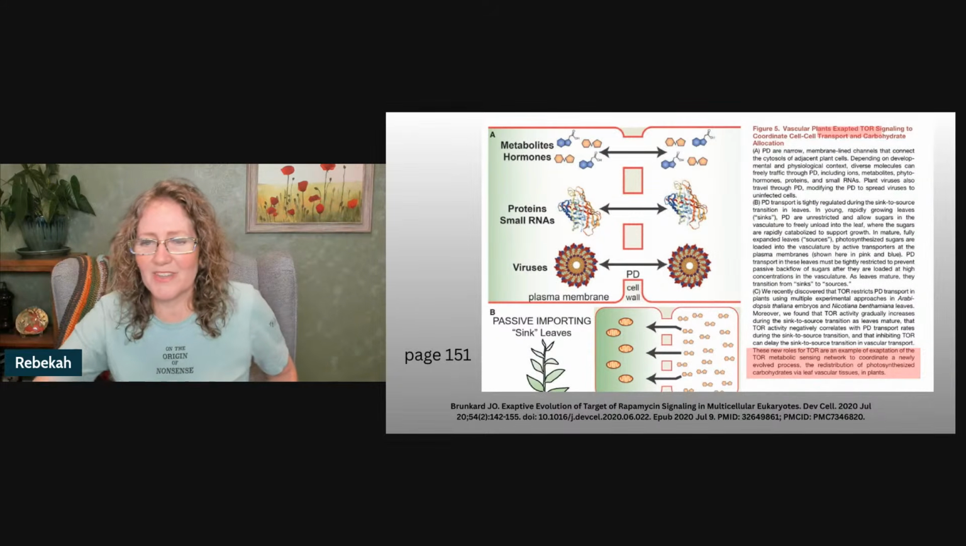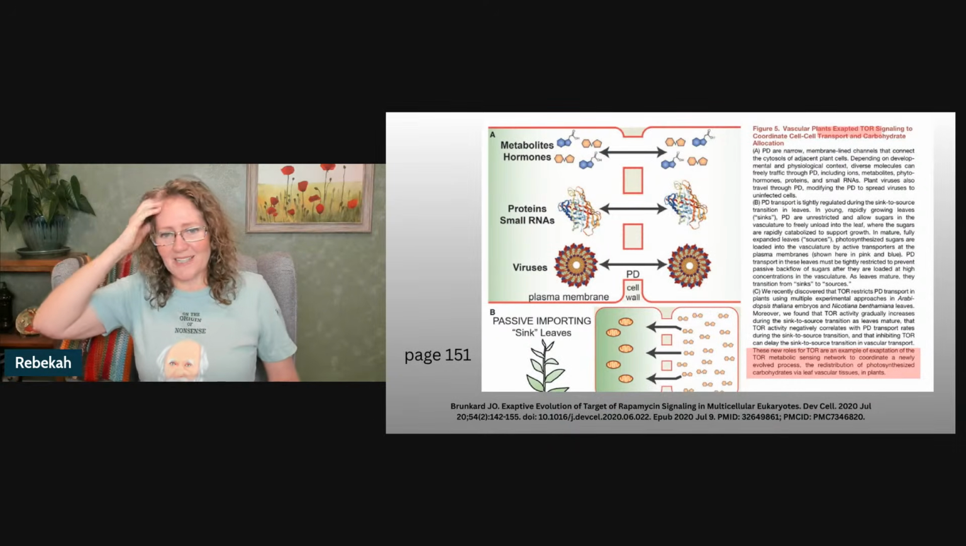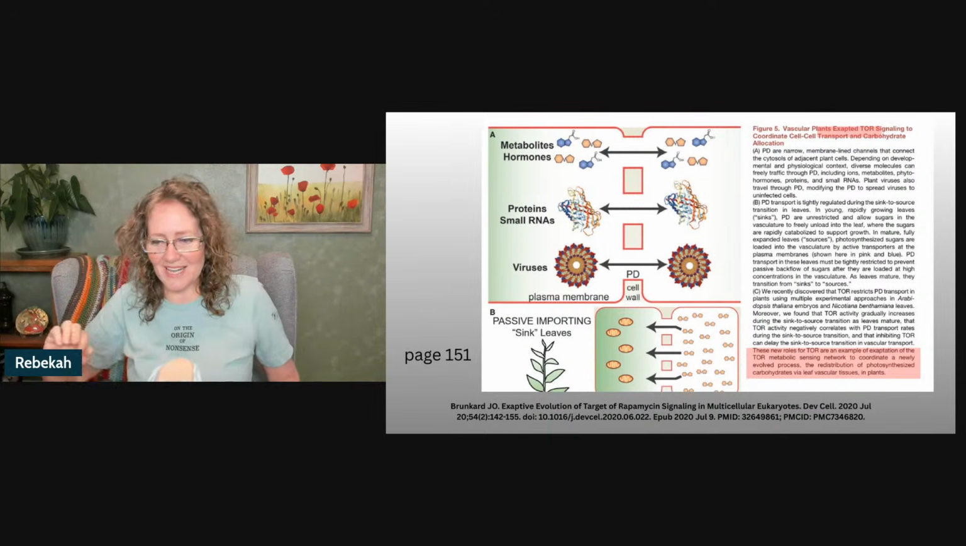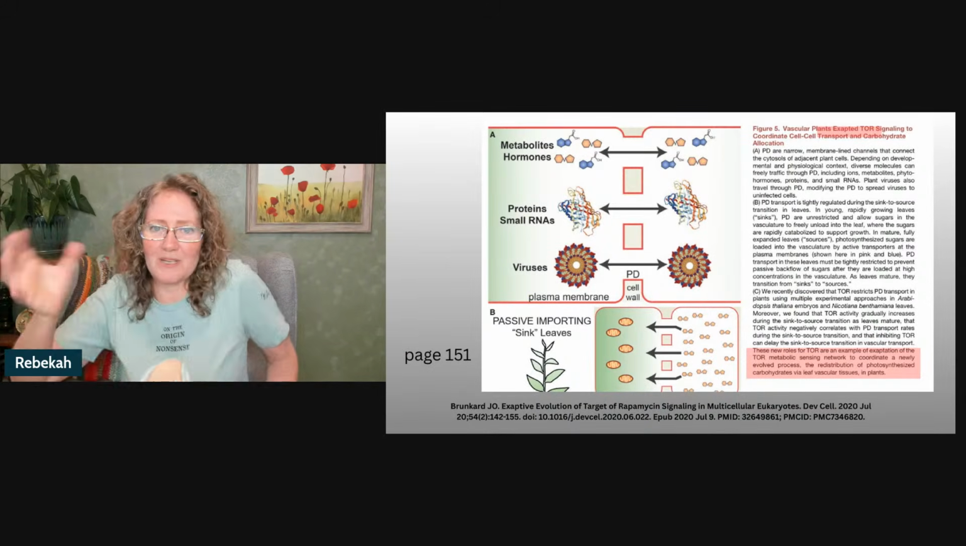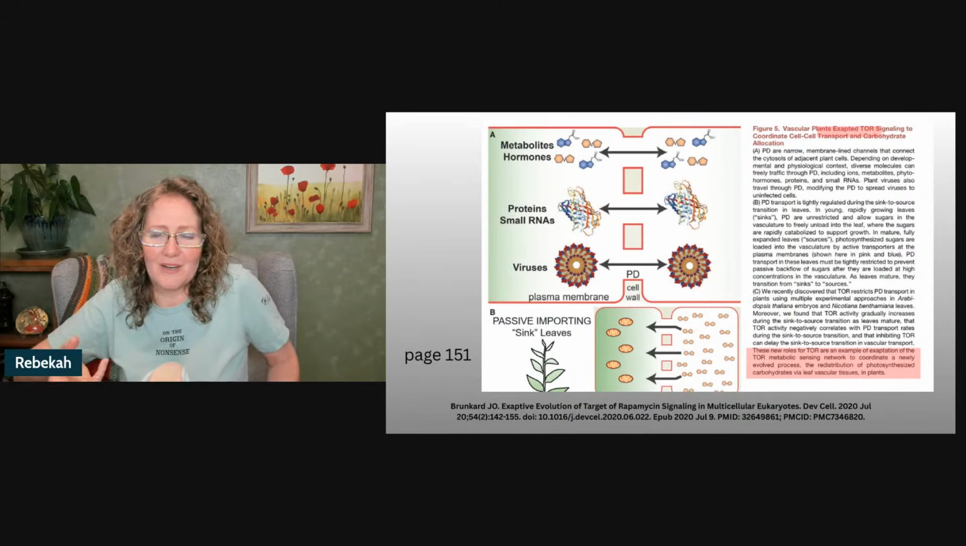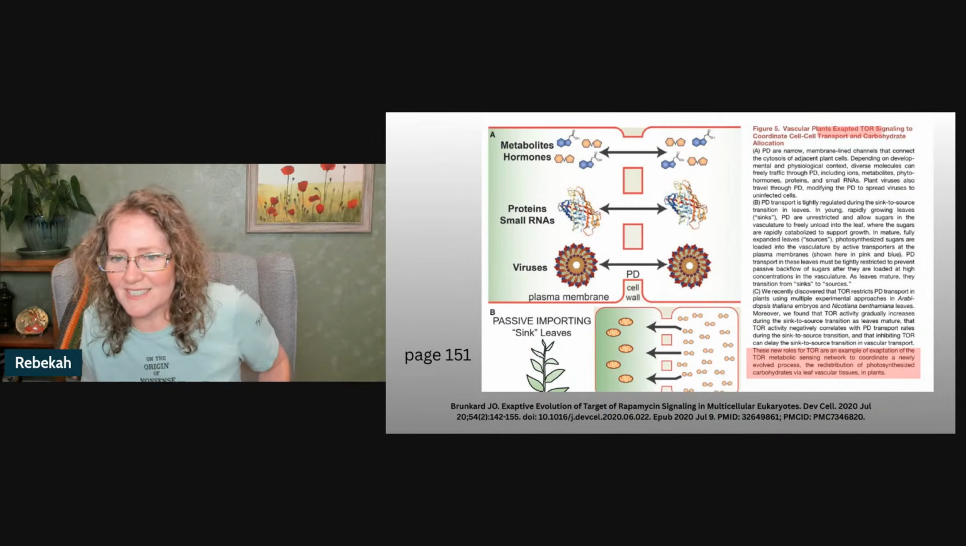Now, here's where they get into the exaptation. And again, exaptation is just the idea that it didn't evolve for a certain function. It just so happened to fall into this new function because it was being used for something else. So this is basically showing vascular plants exapted TOR signaling to coordinate cell-to-cell transport carbohydrate allocation.